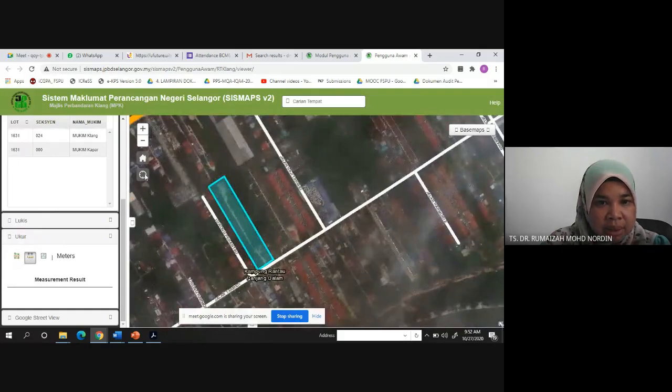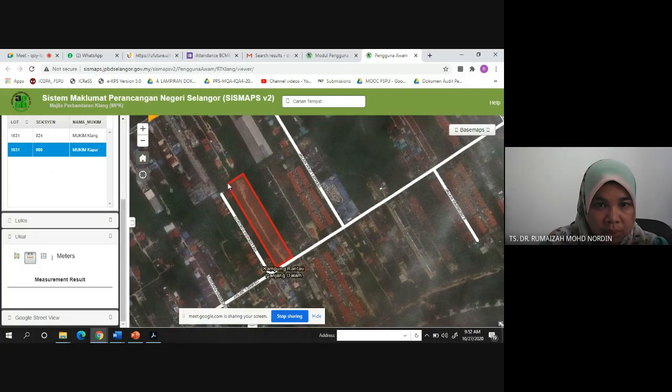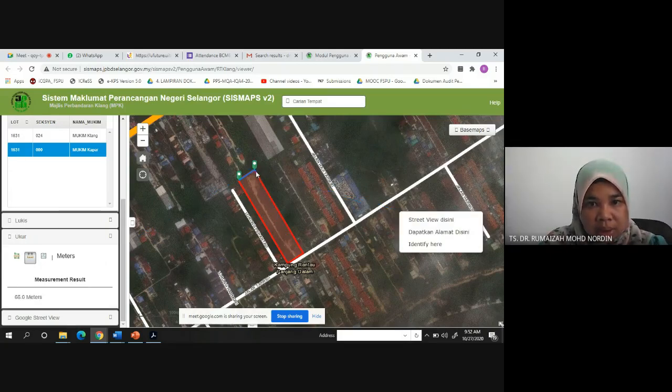Alright. So, kita nak ukur. Measure here. Yeah. There you go. You got here. Sinilah. So dia 62.7 meter. Tengok dekat ni, measurement result ni.